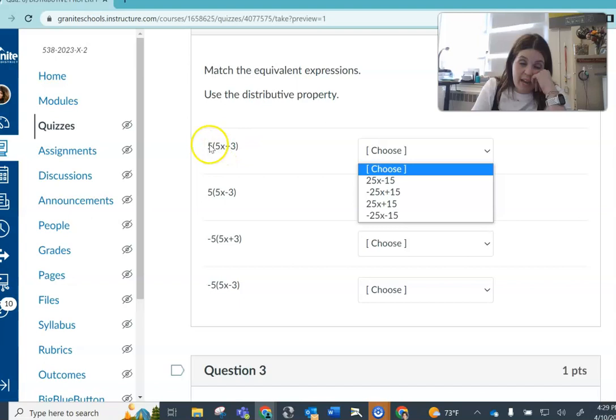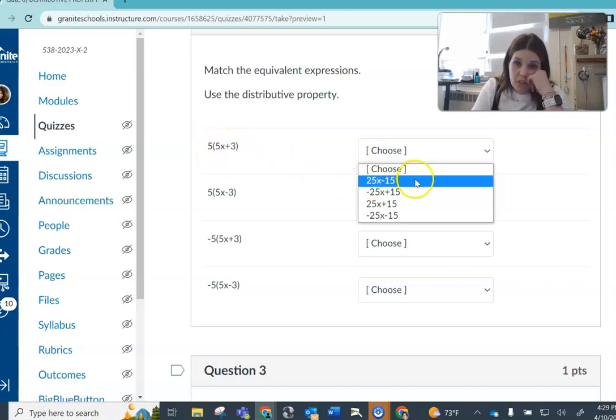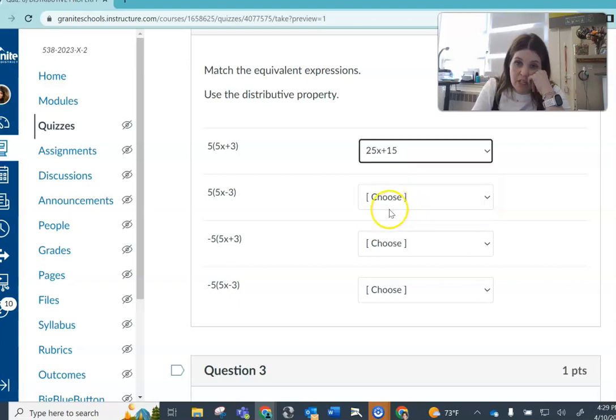This one does not have any negatives in it, so knowing that, the only answer that doesn't have any negatives is 25x plus 15. If you actually do the math, if you do 5 times 5x, you do get 25x. Keep the plus. 5 times 3 is 15. So that one was easy.